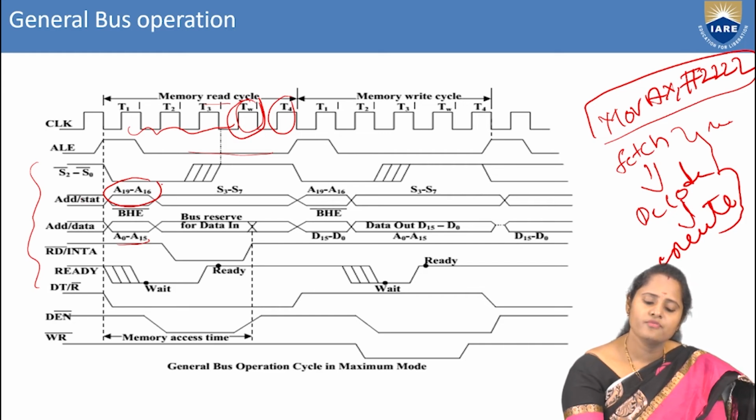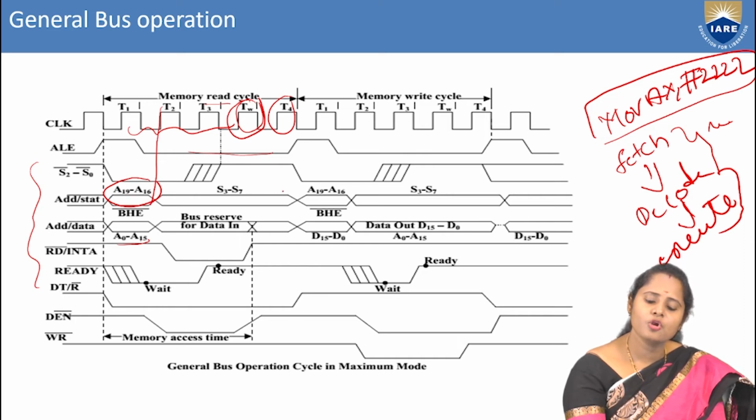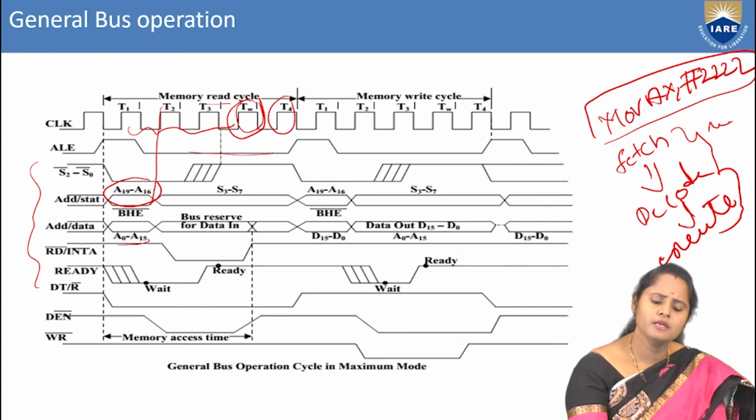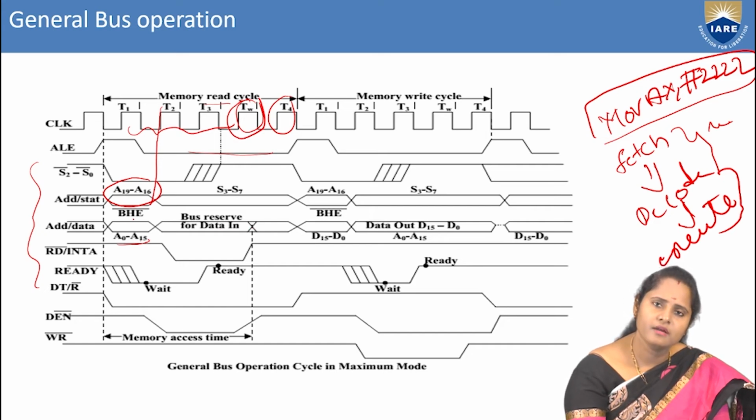So see here, while ALE is high, the address is enabled, and for the remaining clock pulses, the status pins are enabled. Similarly, for address and data pins, the address pins are high for the T1 time period, and when the address latch enable pin is low, here the data bus is enabled, and from the address you can take the data.